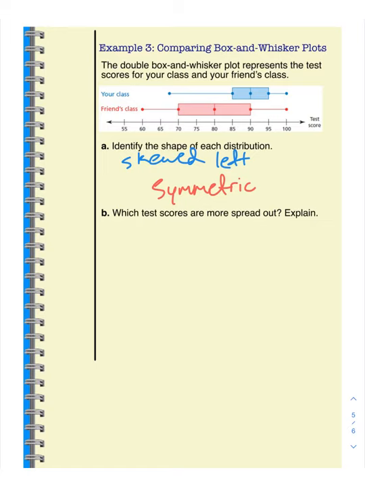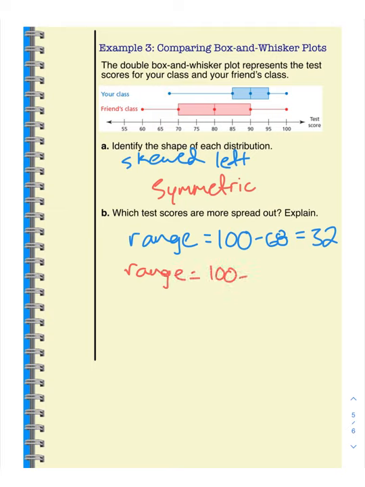So part B says which test scores are more spread out. Well, your friend's scores have a farther range. So your class, the range is 100 minus, that looks like about 68. So 32, the range of your class is 32 versus the range of your friend's class is a lot bigger, 40. Which means the data of your friend's class is more spread out.